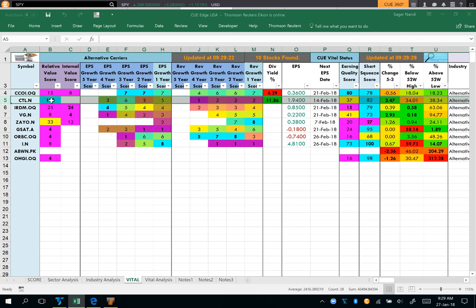Instantly, from the cyan color coding, we know that CenturyLink is optimally valued. It is currently paying a dividend percentage of 11.86. When we started tracking CenturyLink in these roundups, its dividend yield percentage was 14% plus. Now, as the stock has gone up, the dividend percentage has reduced. Still a very respectable 11.8%.